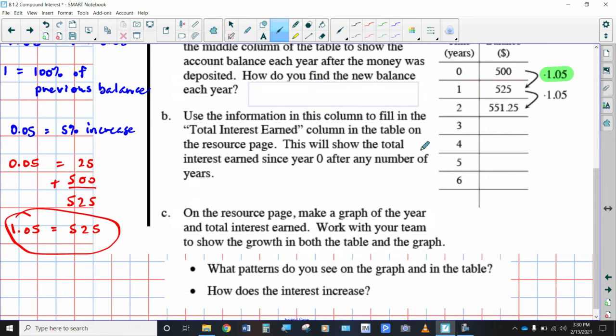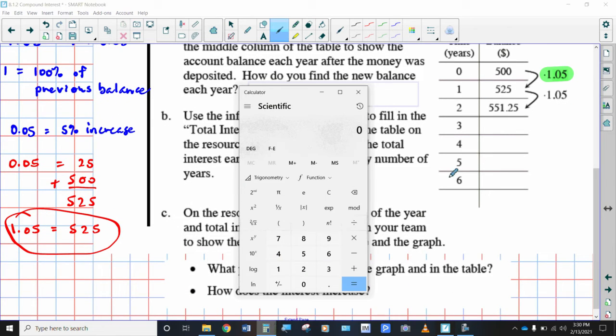Okay, so here's the table. We know we're starting with $500, so just grab your calculator and take $500 and then multiply it times 1.05, and you get $525. Okay. Leave this in the calculator. Do not change anything. Just leave it in there, and we're going to go to year 2, and we're going to multiply that amount times 1.05 and hit the enter button again, and you get $551.25.